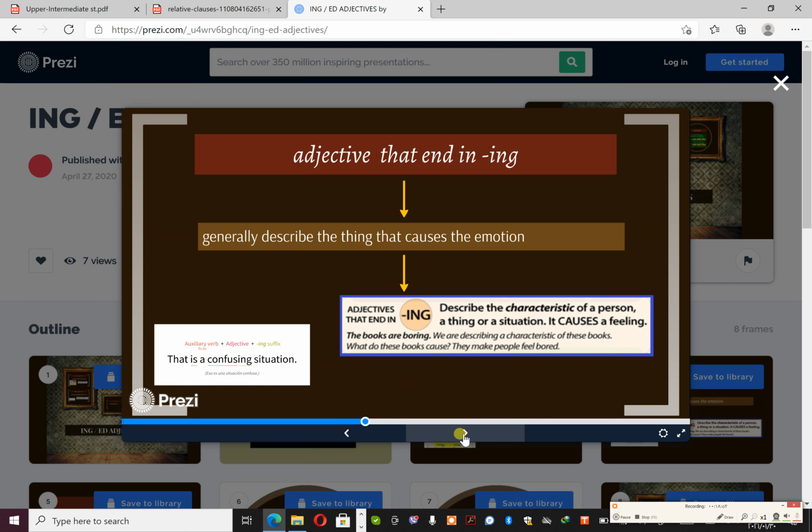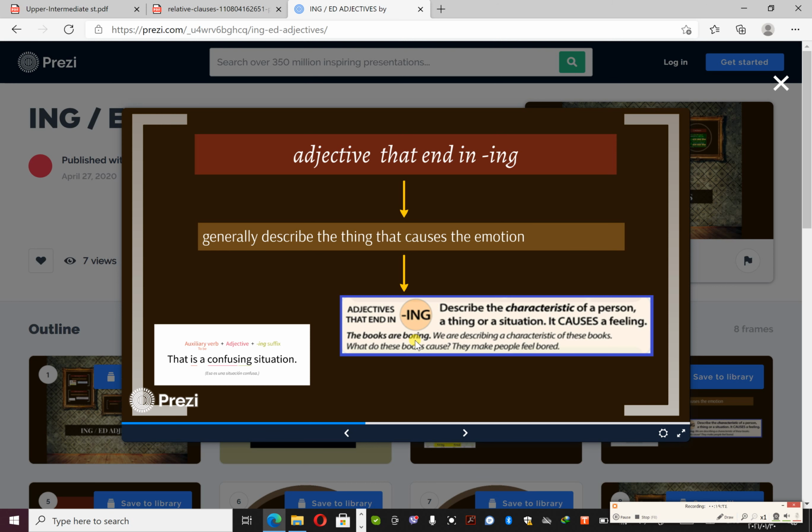But as we said, adjectives that have -ing generally describe the thing that causes the emotion. It gives us a description of the thing that is the influencer, the cause of this effect. For example, this is a confusing situation. That means the situation makes people feel confused. Or, the books are boring. Here it describes the characteristic of this book.